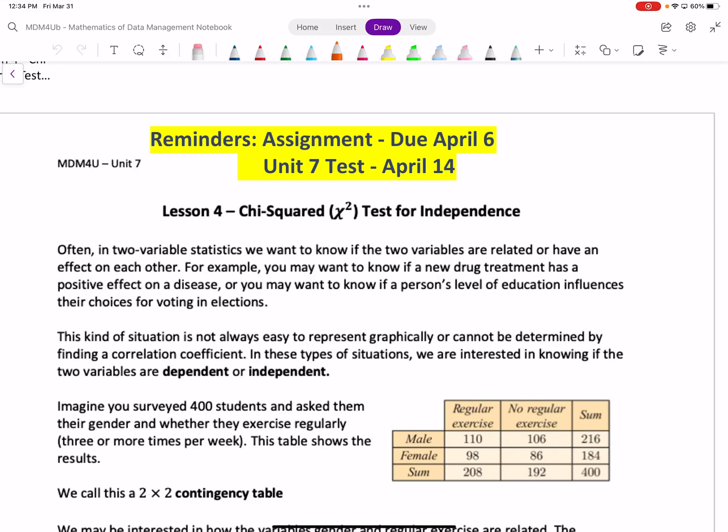Reminders, your assignment is due next Thursday, anytime on Thursday of next week. You're going to post it to the assessment folder in OneNote. There is a spot for you to post it. It says, post here, and thank you. And you're going to put it in there as a printout.